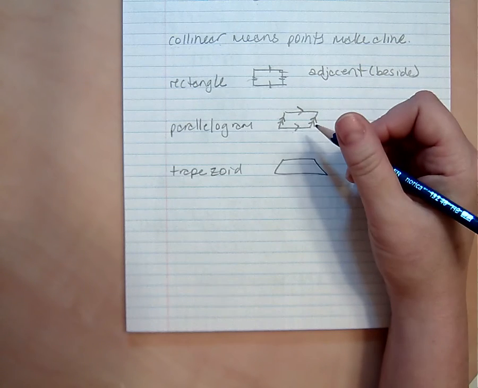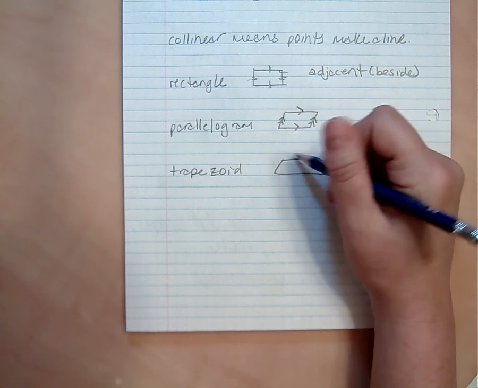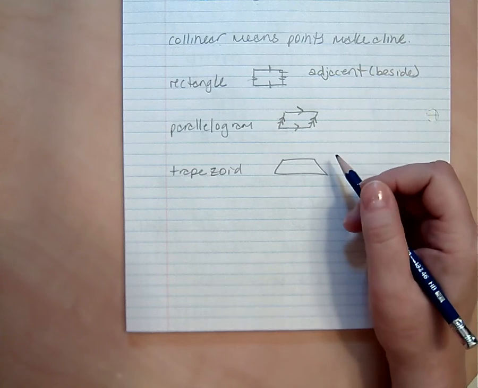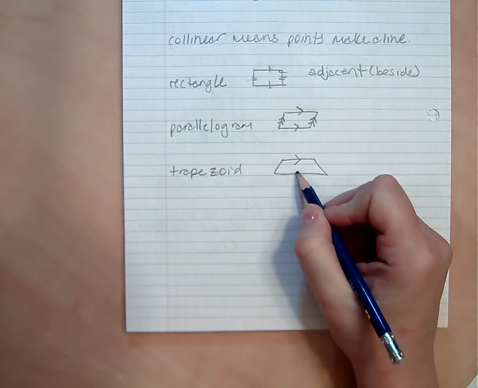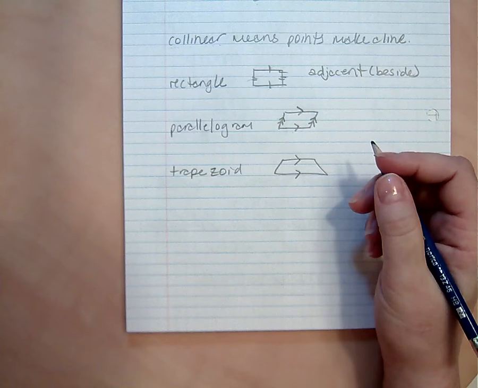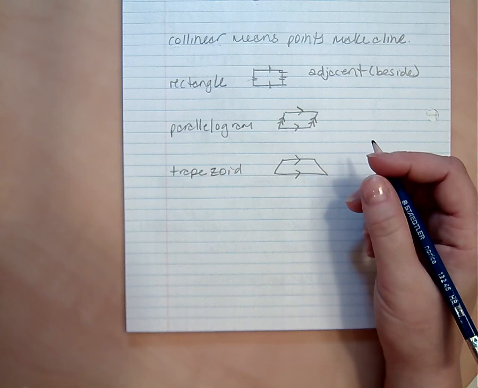Trapezoid. What's a trapezoid? A trapezoid is a quadrilateral, 4-sided figure where one pair of opposite sides are parallel. That's it. That's what a trapezoid is.